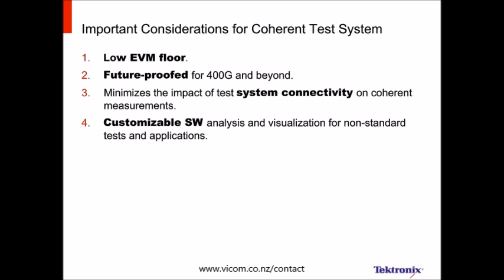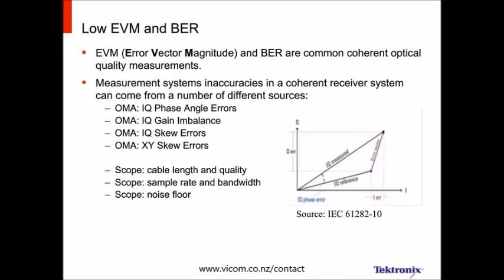So first of all, EVM is a measure of how close you got to putting the symbol where you wanted to put it. So if you're doing, say, QPSK, you've got 4 target symbol locations, and you want to try and hit those targets. And your transmitter may or may not do that.